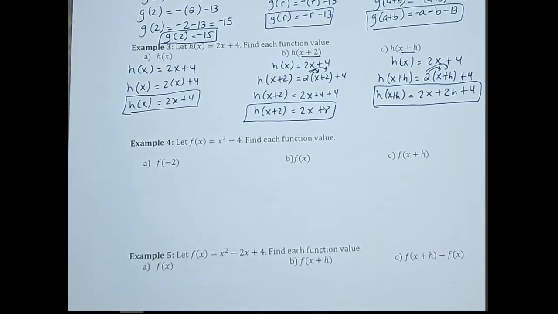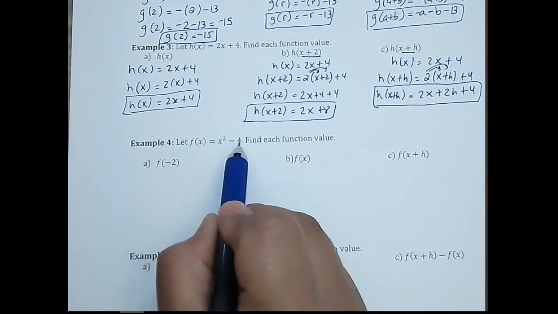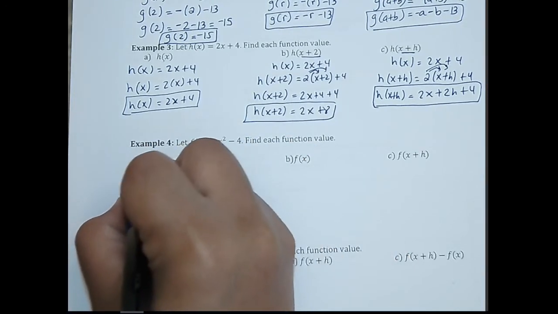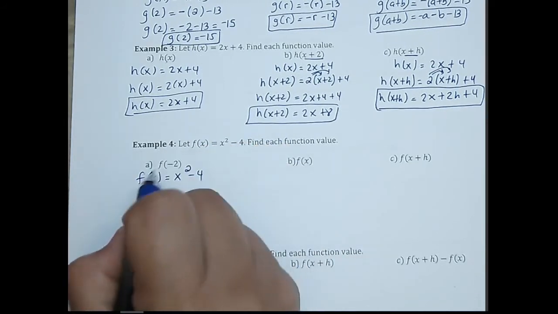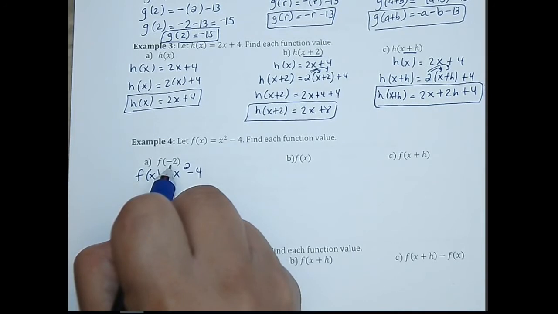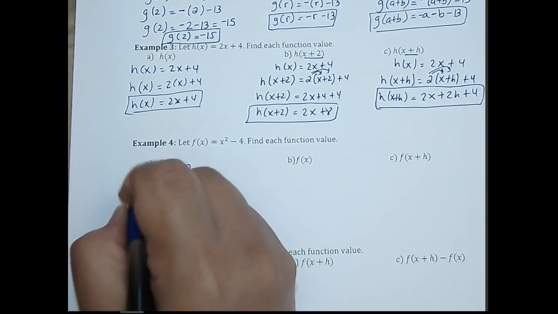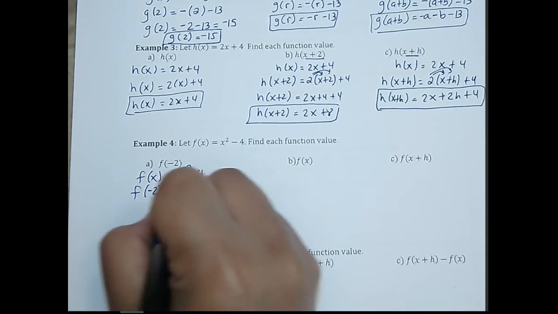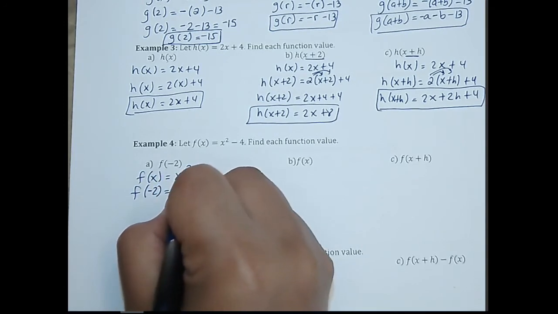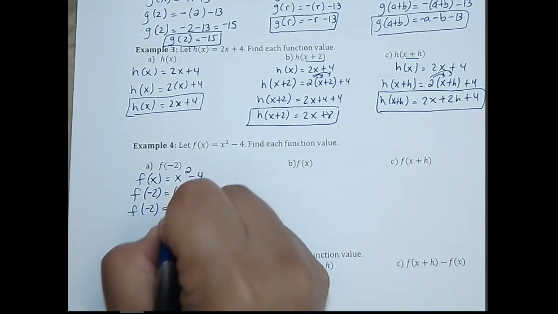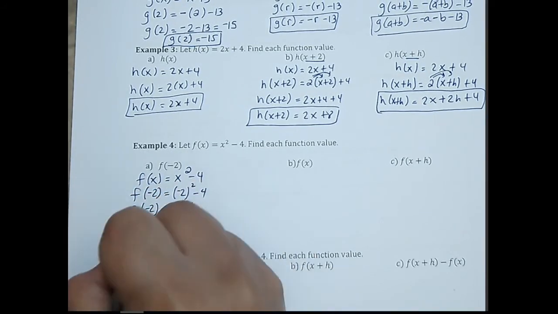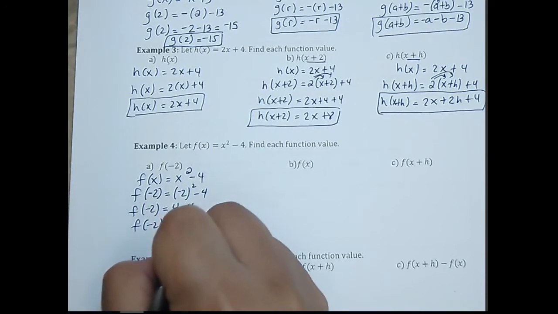Let's look at example 4. Let f of x equals x squared minus 4. Find each of the function values. So again, I like to write down the actual function, and then below it, I'm going to do the evaluation. So in this case, we want to evaluate the function f of -2, at x equals -2. So anywhere you see an x, we're going to replace it with a -2. -2 squared minus 4. So -2 squared is going to be a positive 4 minus 4, which is going to be 0.